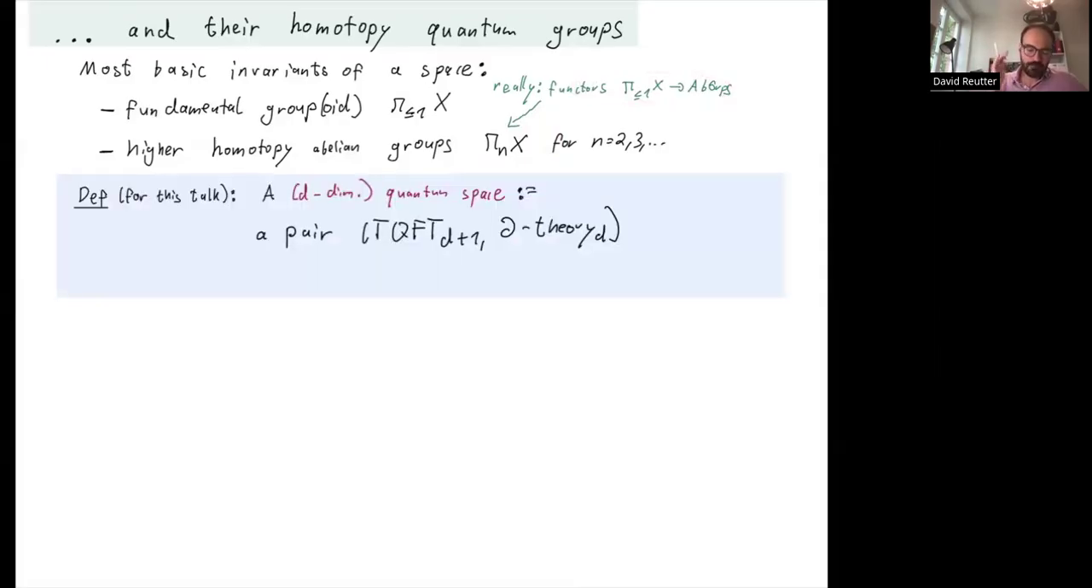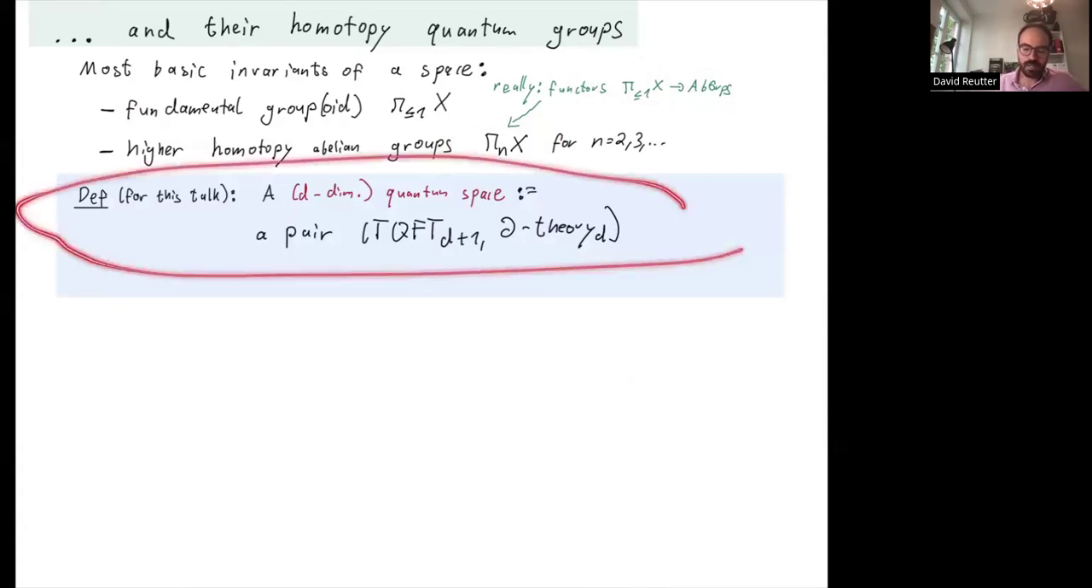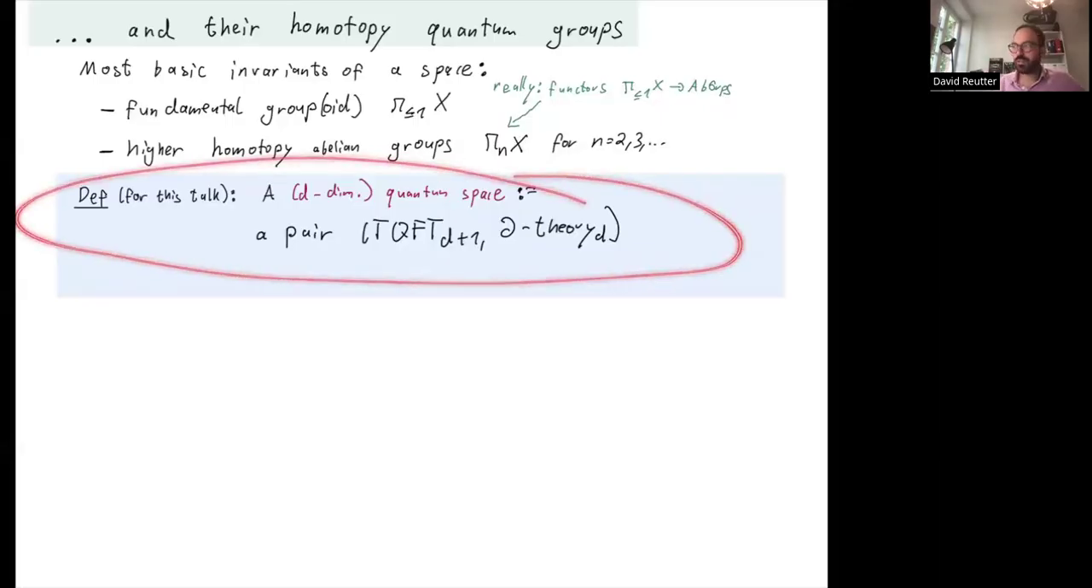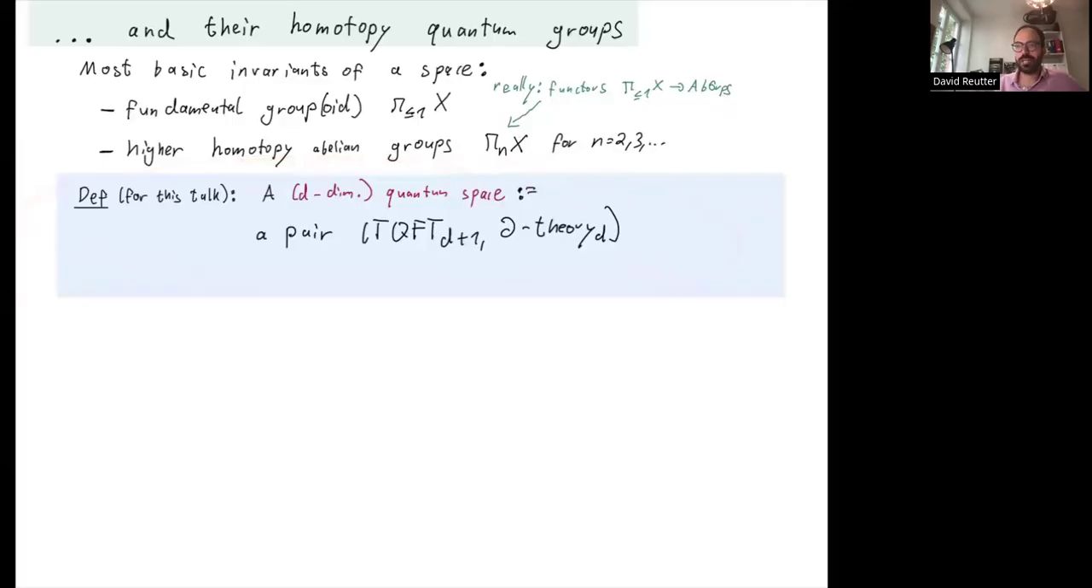Right, and I was sort of making this point a lot and beating on this point, which is that a d-dimensional quantum space, for this talk, is a pair of a d plus 1 dimensional TFT and the boundary theory. Okay, and so I won't subscribe to this definition for always and ever, but I think for this talk, it's just a very good intuition for what I'm going to do. And so let's sort of keep this in mind and use that terminology for the next hour or so.